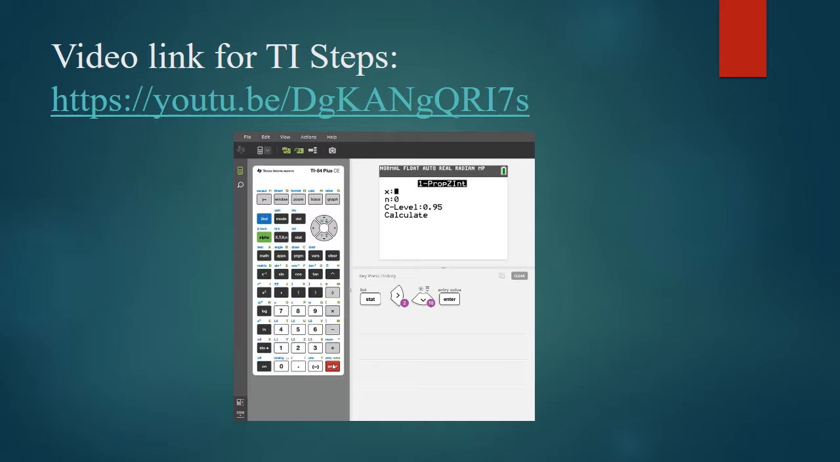And now we just enter the information. X is the number of successes, the number of subjects that actually did pass out of the sample of 1,487 subjects. Our confidence level is our confidence interval of 98% turned into a decimal. 98% is the same as 0.98. And then we just calculate it. And bam, out pops the confidence interval.